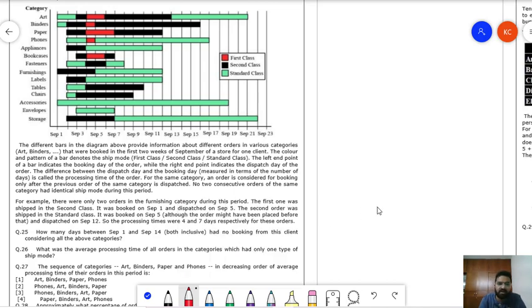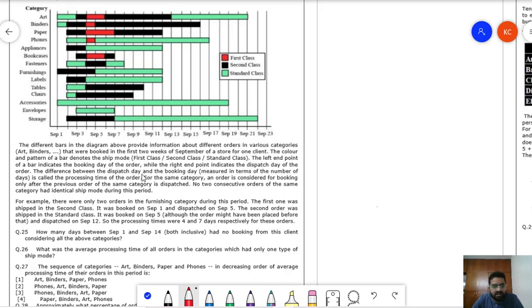The different bars in the diagram above provide information about different orders in various categories. The categories I can understand; they are booked in the first 2 weeks of September, with the first order for one client. The color and pattern of the bar denotes the ship mode: first class, second class, standard class. The left end point of the bar indicates the booking date, and the right end point indicates the dispatch date of the order. So here it's September 1, this one is the booking date, and September 19 is the dispatch date. That is what I can understand.